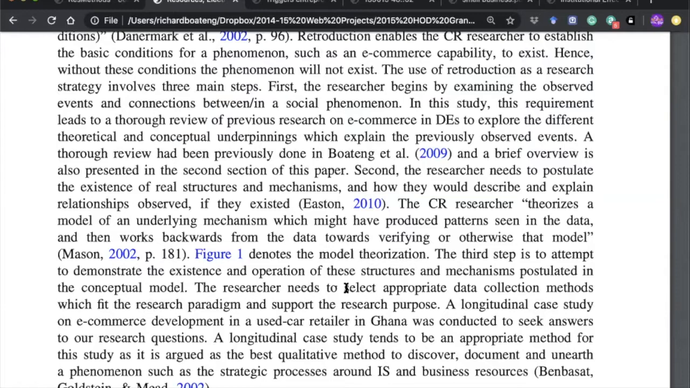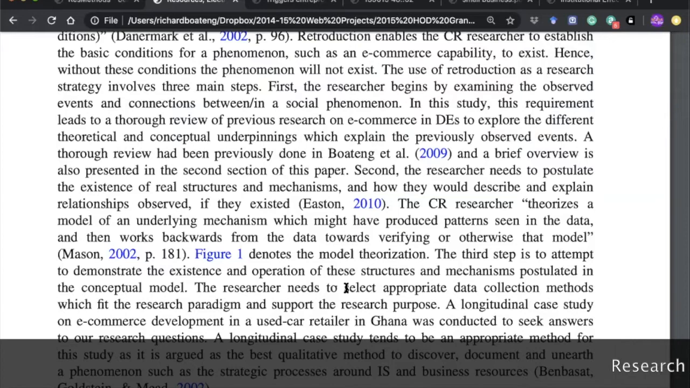So the third step is to demonstrate the existence and operation of structures and mechanisms postulated in the conceptual model. The researcher needs to select appropriate data collection methods which fit the research paradigm and support the research purpose. A longitudinal case study on e-commerce development in a used car retailer in Ghana was conducted to seek answers to our research question. A longitudinal case study tends to be an appropriate method. So like this one and the previous paper, anytime you make a choice of a method, you need to justify. So a lot of references that you need to present in your data analysis section or your methodology section.